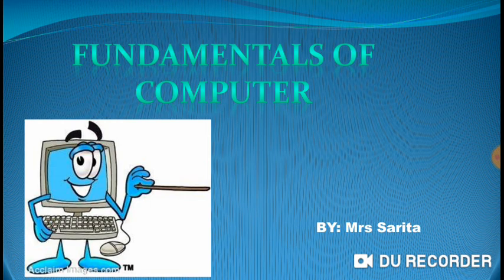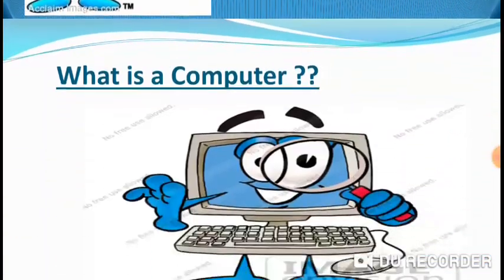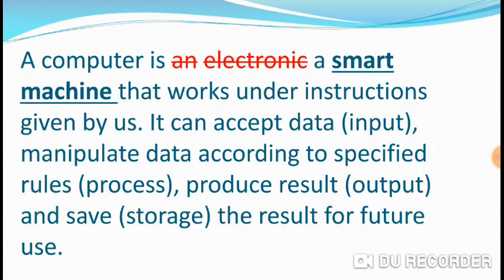Now, before I start the lesson, I will ask you a question. What is a computer? Whenever I ask this question to students, generally their first answer is that a computer is an electronic machine. Besides this, your first answer should be that a computer is a smart machine. A computer is a smart machine that works under instructions given by us.